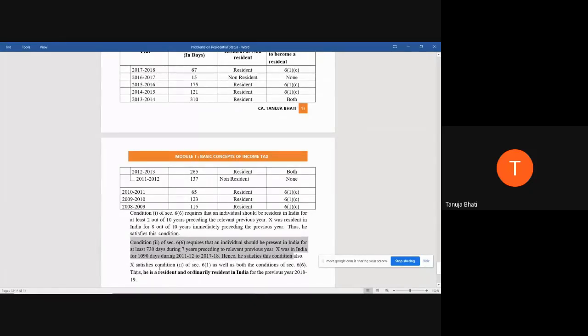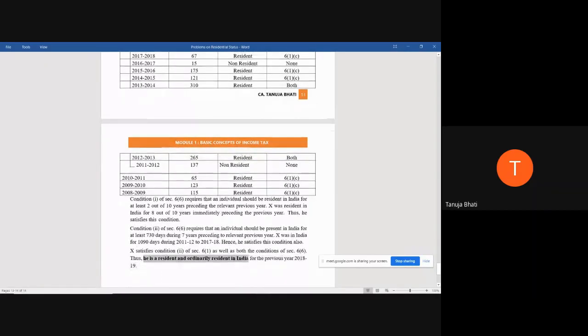Now, X satisfies condition 2 of section 6 subsection 1 as well as both the conditions of section 6 subsection 6. Therefore, he is a resident and ordinarily resident in India for the previous year 2018-19.